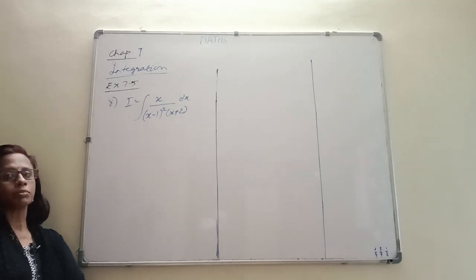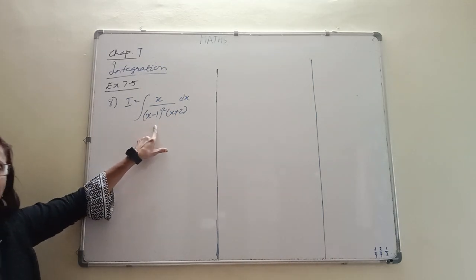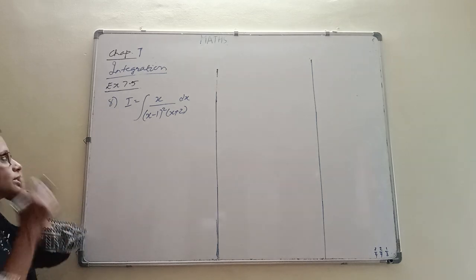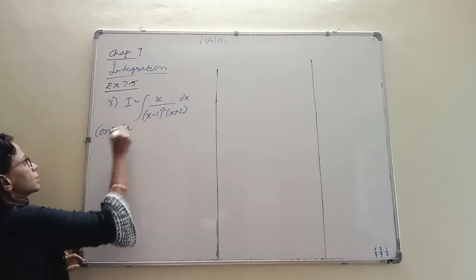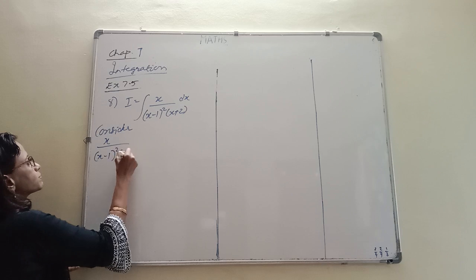So like the previous problem, this is going to be calling for a different substitution. So we'll check now what substitution we can do whenever you have such repeated factors. Though they are 3 linear factors, but still it's a repeated factor. So for a repeated factor, we use a different substitution. So let's consider this. Consider x over x minus 1 square times x plus 2.